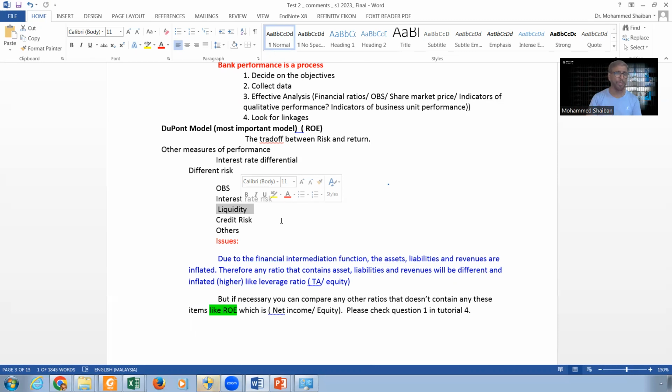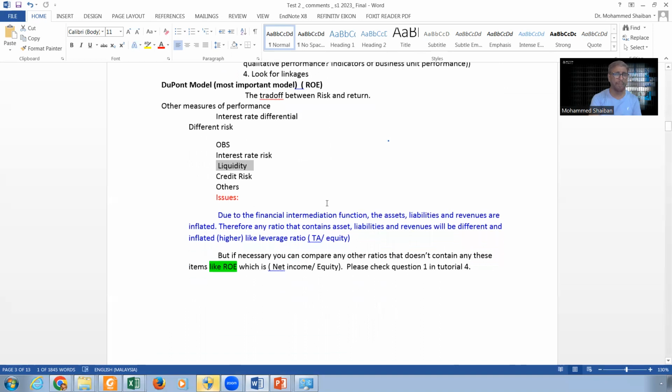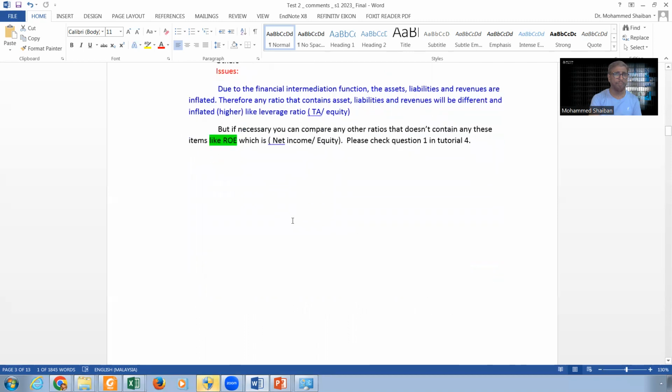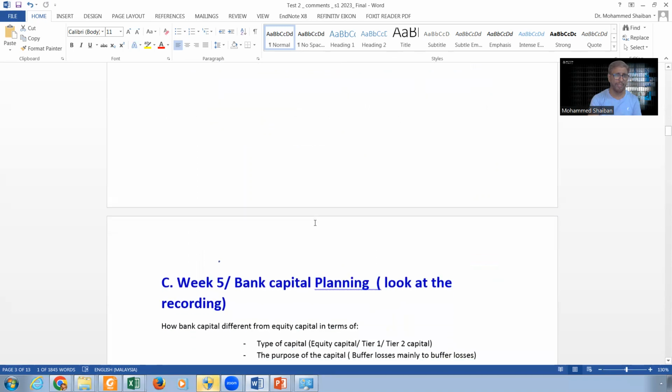And in that tutorial, we talked about some other ratios. For example, efficiency ratios, interest rate differential, liquidity risk, credit risk, all of those. If I give you some numbers, please be able to translate what it means and calculate it. But the ROE model, of course, there will be some questions about that.